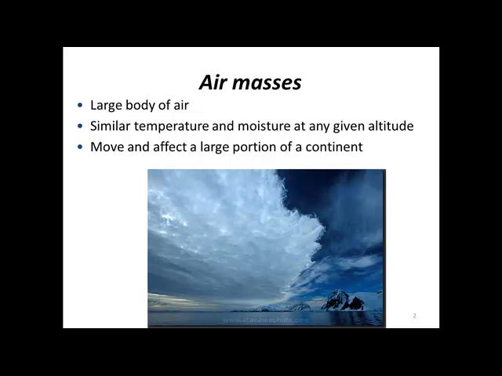When we talk about large masses of air, they're actually called air masses. These are large bodies of air that contain similar temperature and moisture if you look at the same altitude. They move across the globe, usually from a west to an east direction due to the Coriolis effect, and they affect a large portion of continents.